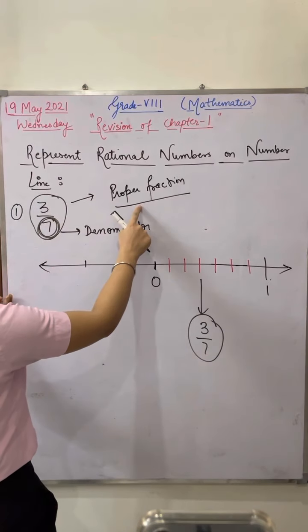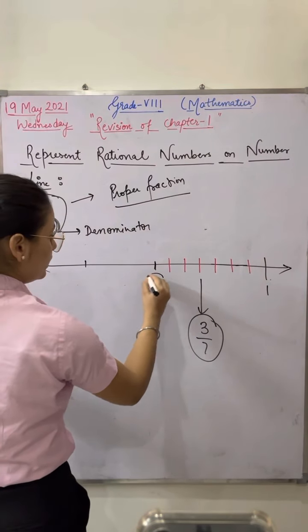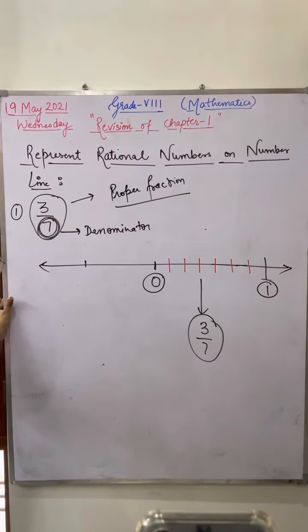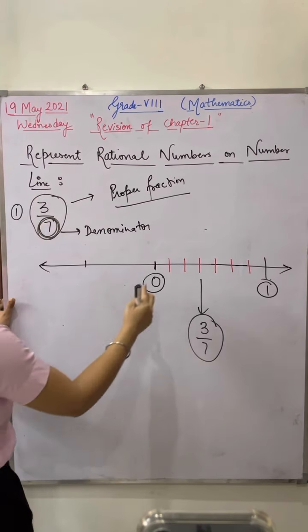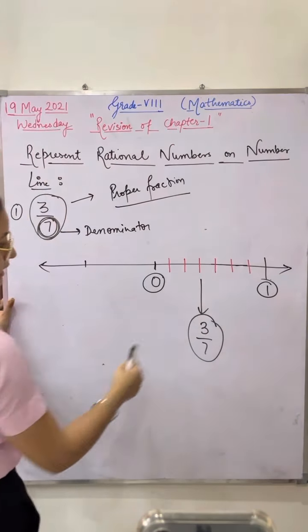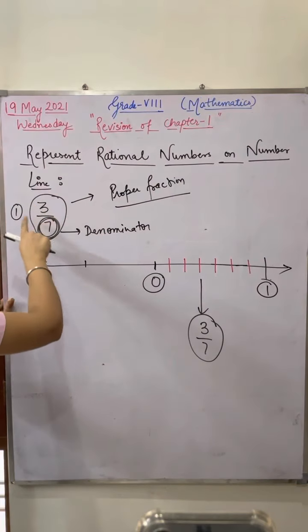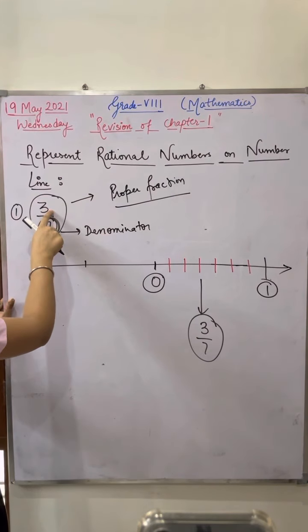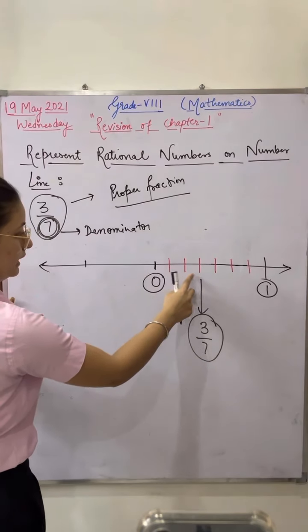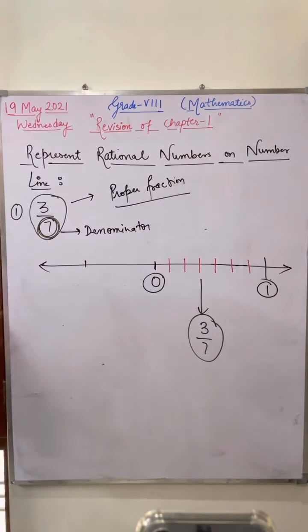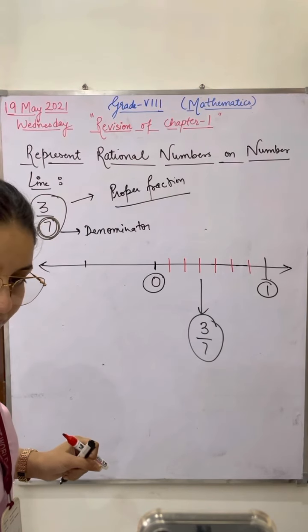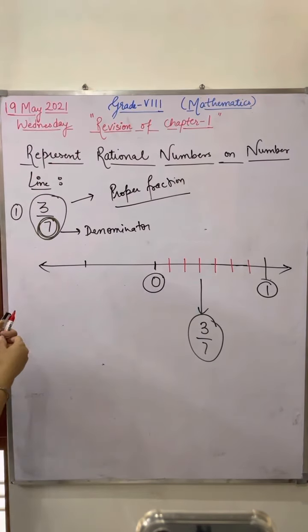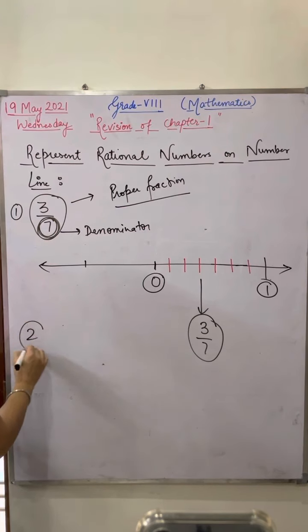If the fraction is proper, it will always lie between 0 and 1. Now check the denominator. Denominator is 7. It means you have to make 7 partitions. And check the numerator. That is the position. So first, second, third. This third is your answer. Right? Should I give you any other question? Alright, now do this question.